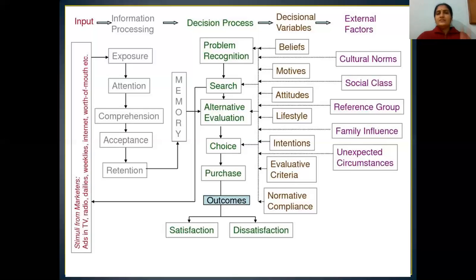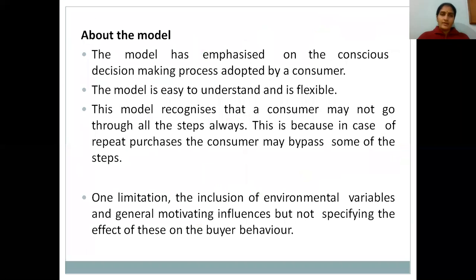This final decision process will take place where problem recognition, search, alternative evaluation, choice, purchase, and that purchase would be analyzed as to whether the outcome of the purchase is satisfaction or dissatisfaction. So this is the entire model in a gist form. Now, about the model, again let us see how it has been derived.